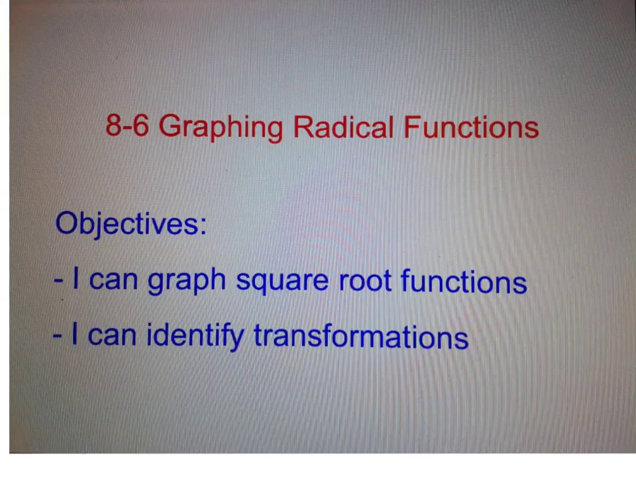So what we're going to be learning about today is how to graph radical functions. We've done a bunch of stuff with radicals. We've simplified radicals, we've multiplied and divided radicals, we solved equations with radicals, and now we're going to graph them. It's kind of the end of each section. We graph the thing that we were working with.